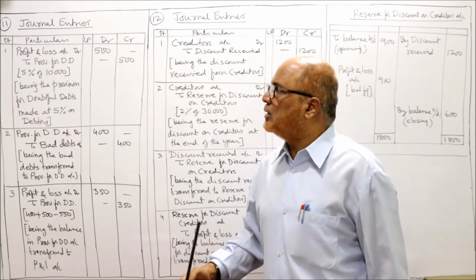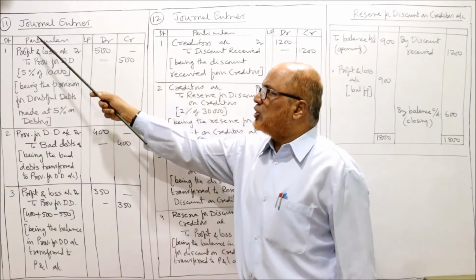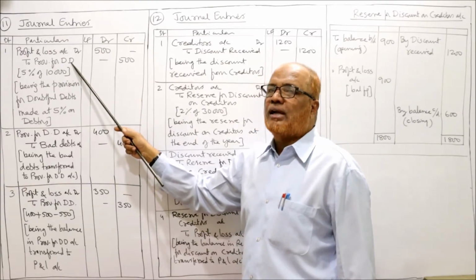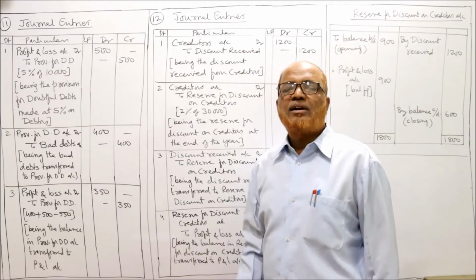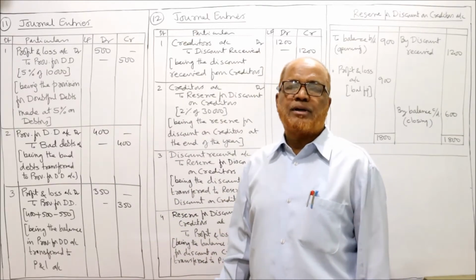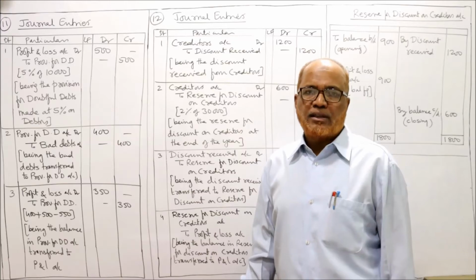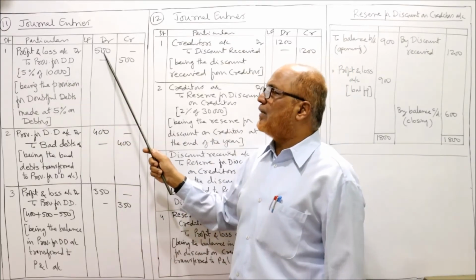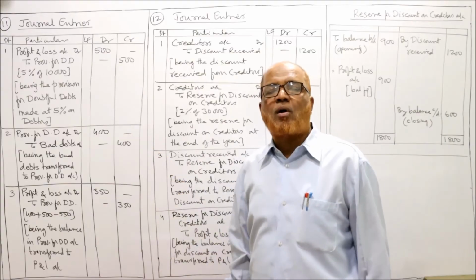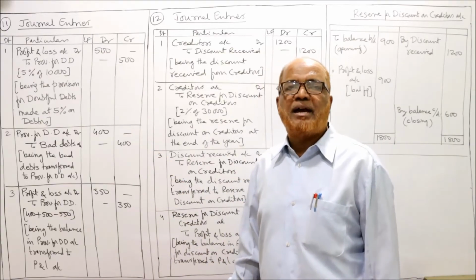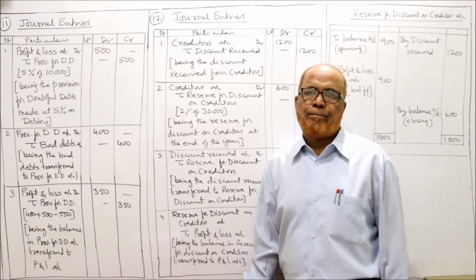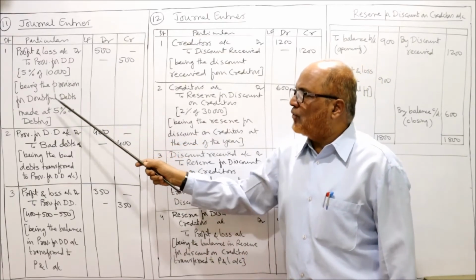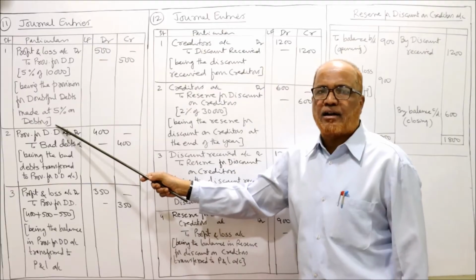The second entry will be the provision made at the end of the year. Now you can see on the board, journal entries 11th problem: profit and loss account debit 500 to provision for doubtful debts 500. This 500 we got from 5% on sundry debtors. The sundry debtors at the end of the year are 10,000. So 5% of 10,000 is 500 rupees. So this is the provision for doubtful debts made at the end of the year.